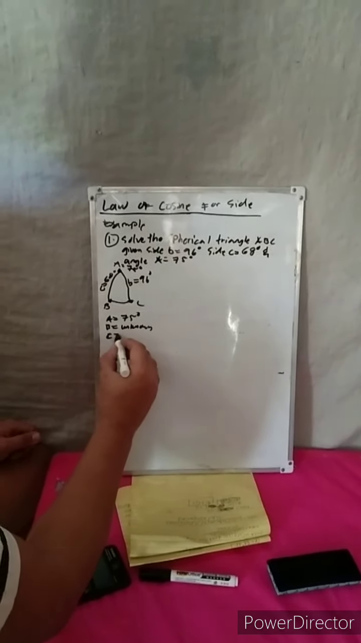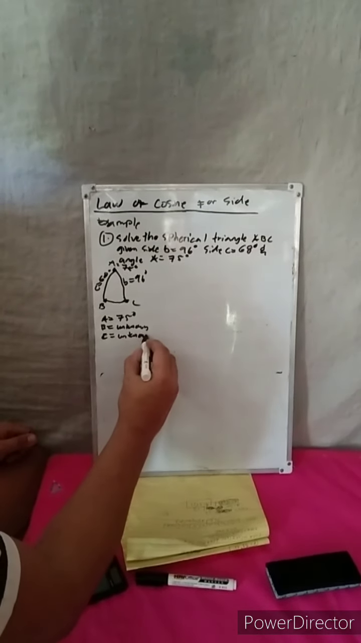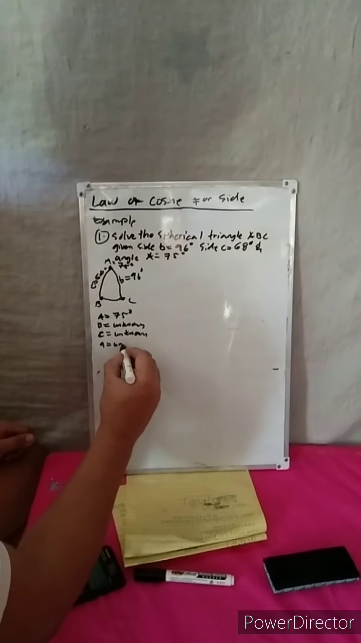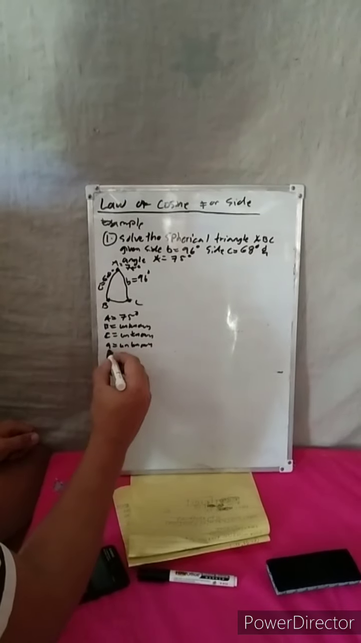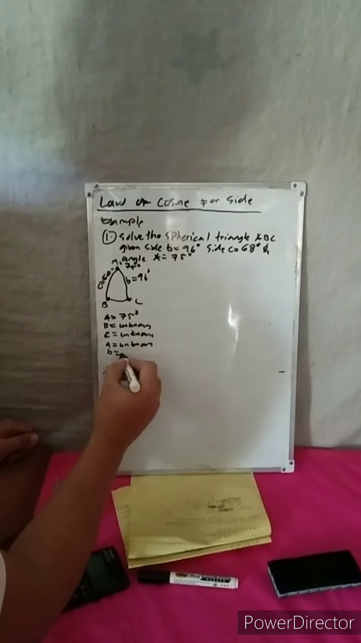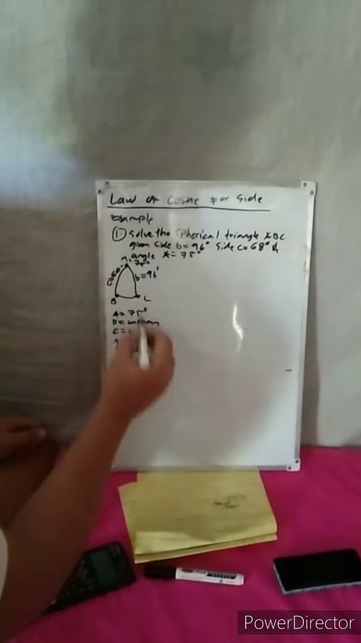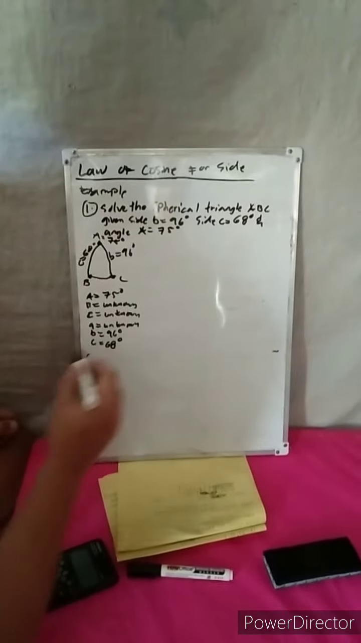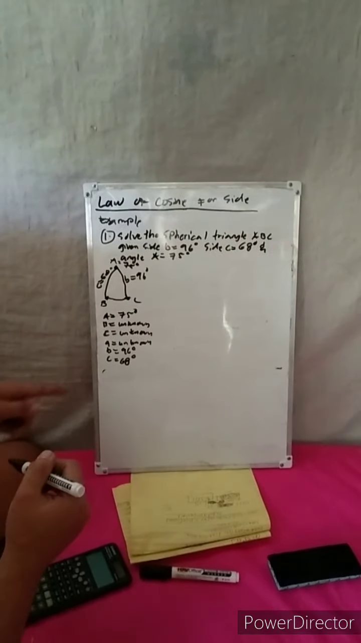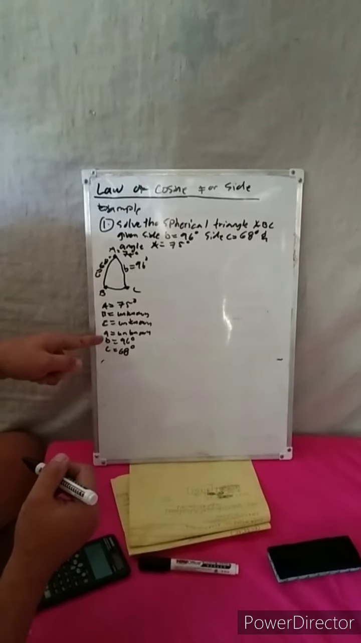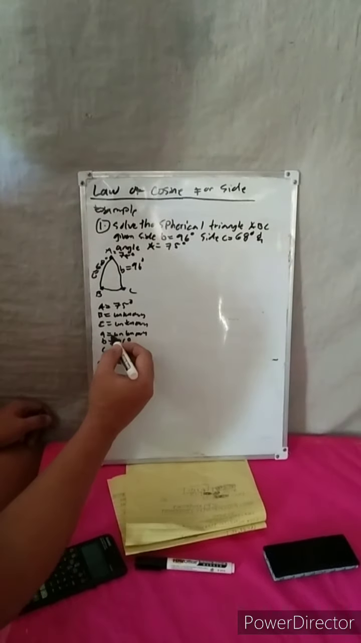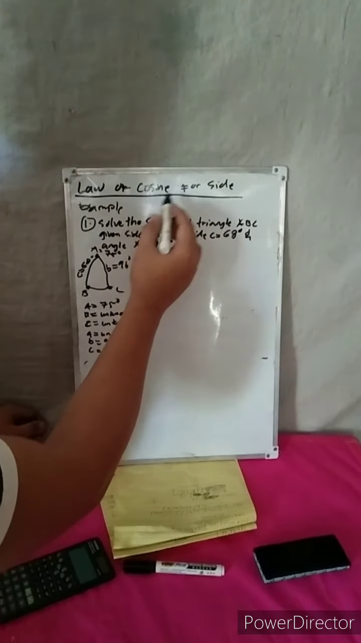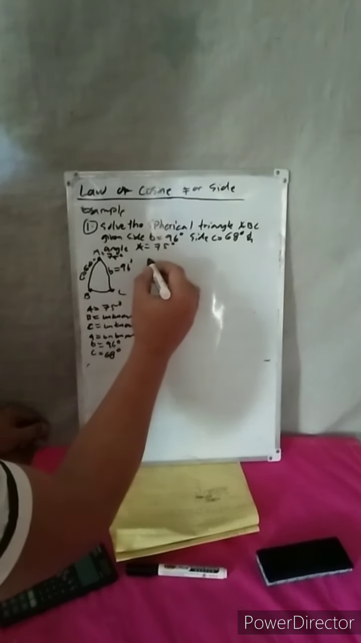So we have angle A 75 degree, angle B wala, unknown, angle C unknown, side A unknown gyapon, side B 96 degree, side C 68 degree. So unsa ang ato nga i-solve una? Ang side A ato ni i-solve ang side A using equation of law of cosine for side.